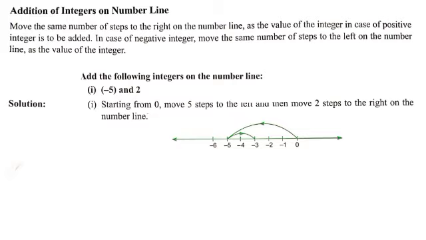Here, when we have minus 5, it starts at minus 5. We don't need to start at plus 5 and move 5 steps to the left. No need, just start with minus 5. And when it is a positive integer, you should move to the right side. So from minus 5, moving 2 steps to the right, we reach minus 3. So the answer is minus 3. Thus, minus 5 plus 2 is equal to minus 3.